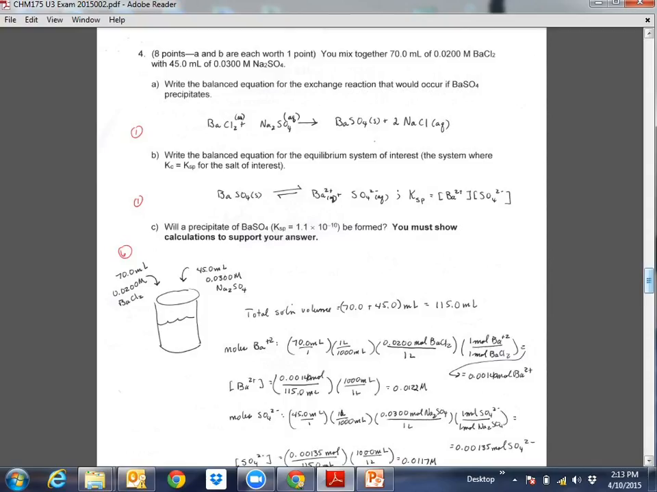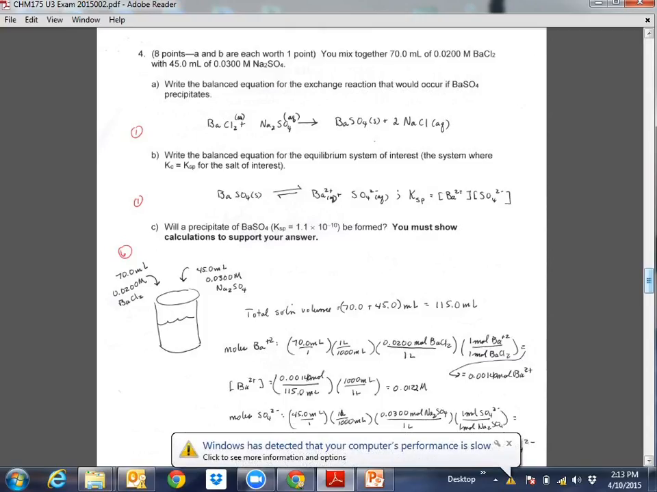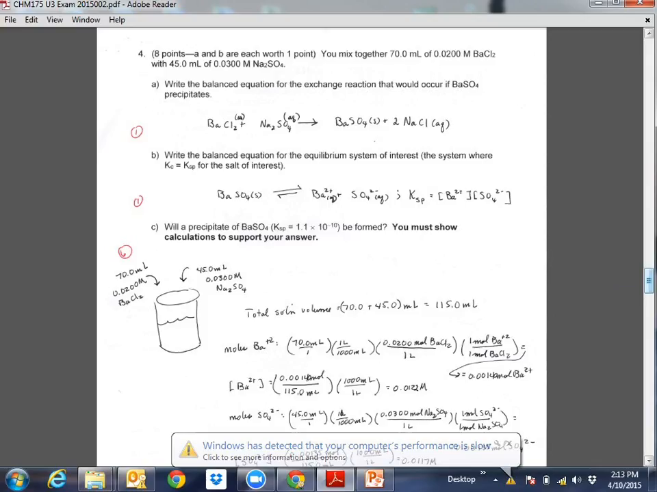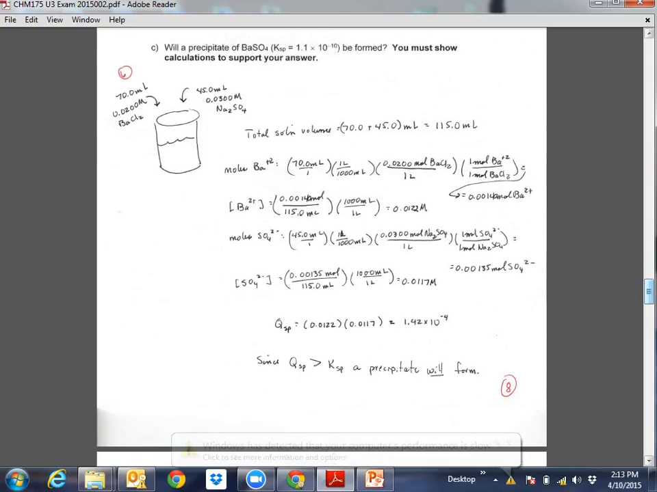Okay. So first off, you need to get to the molarity of the barium concentration: take the volume and its molarity to get to moles. We're going to divide those moles by the total solution volume, which is 115, your 70 plus 45. So that's the molarity of your barium cation. Get to the molarity of your sulfate similarly, using the volume and molarity of the sulfate, getting the moles of sulfate and dividing those moles by the volume, which is 115 milliliters, to get the molarity.